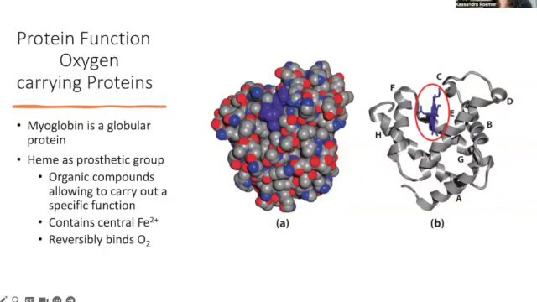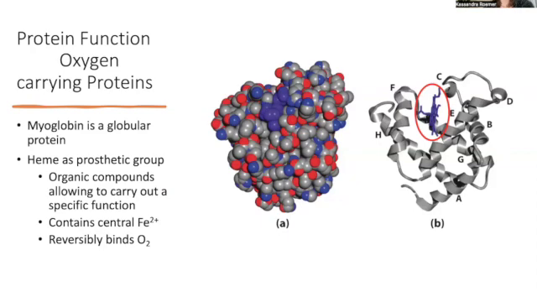All right, next we're going to talk about protein function, and more importantly, oxygen-carrying proteins. So myoglobin is an oxygen-carrying protein that is important in our muscles. It is a globular protein, as you can see by this little glob right here, and is a single-chain protein. It contains a prosthetic heme group, so this heme group can carry out a specialized function, and the heme group contains a central iron atom or ion.